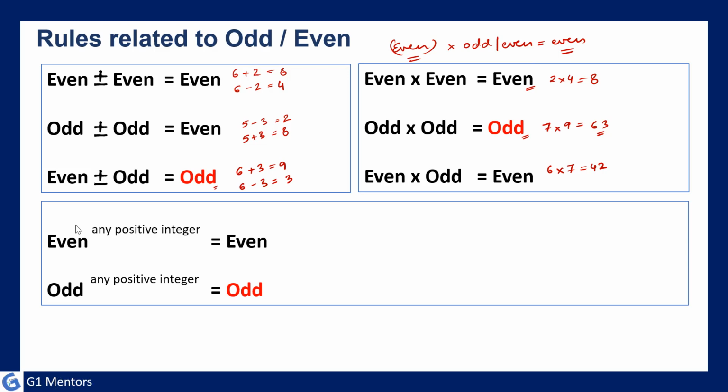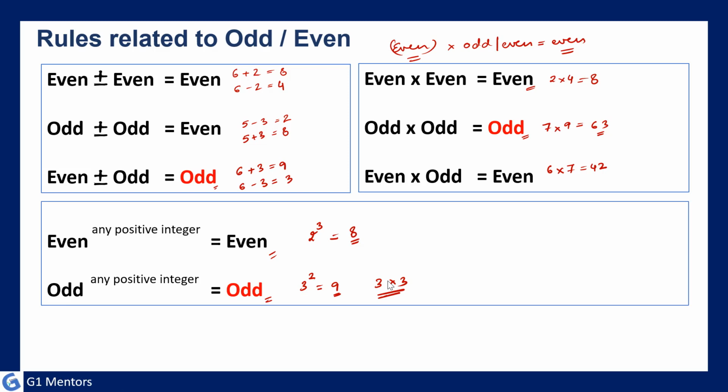Now let's see exponential properties. An even number raised to the power of any positive integer is an even number only. So for example, 2 raised to power 3 is always even because the even number gets multiplied again and again. An odd number raised to any positive integer is always an odd number. 3 raised to power 2 is equal to 9, which is also an odd number. Here we are actually multiplying two odd numbers. That's why this rule exists. So these are the only rules in the odd and even chapter.